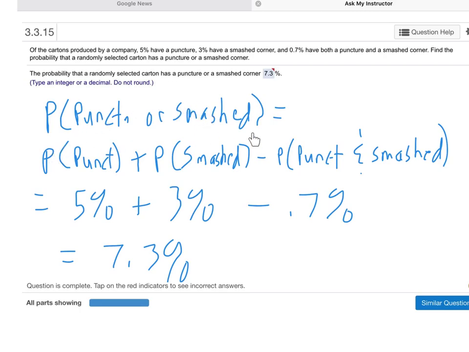The formula is that this will equal the probability it's been punctured plus the probability it's been smashed minus the probability it's punctured and smashed. Now sometimes this part can be zero if it's mutually exclusive, but we've been given that this is 0.7%. We're given the first part's 5%, the second part's 3%, and this part's 0.7%. So if you do that arithmetic, that's where the 7.3% comes out. So for your particular question, this is just part of the formula here.